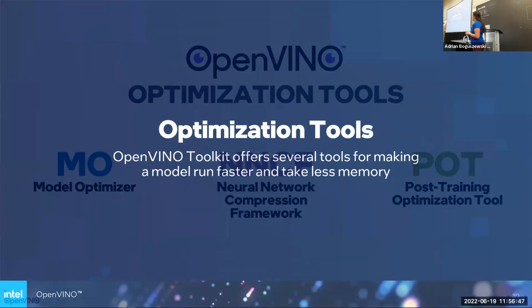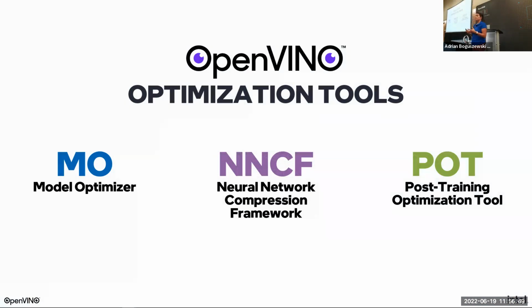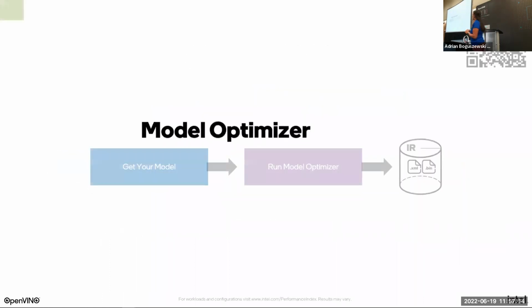So when we were talking about optimization tools, we have 3 general optimization tools working in the OpenVINO ecosystem. But we have more than those optimization tools. If that is not enough for you, we have another tool that I want to talk about at the end of the tutorial. So the first and the simplest tool is the Model Optimizer.